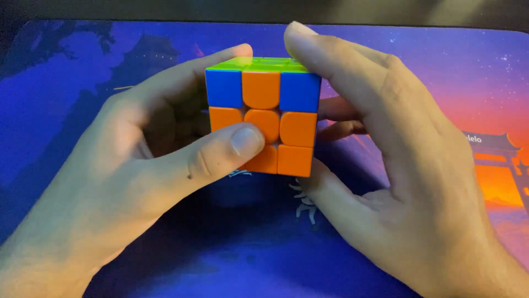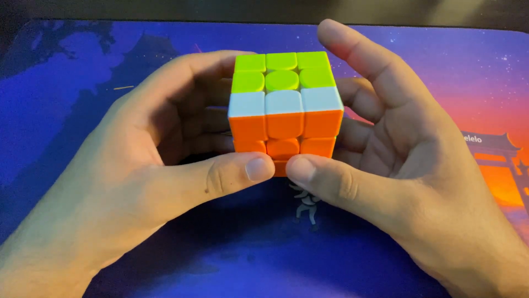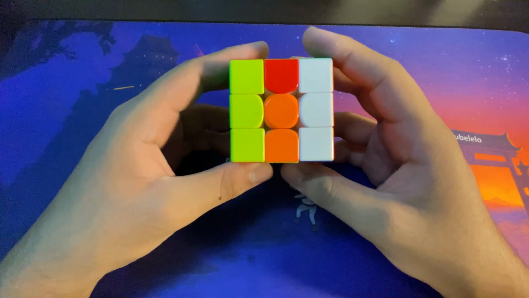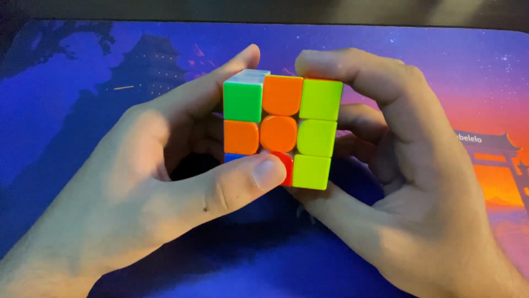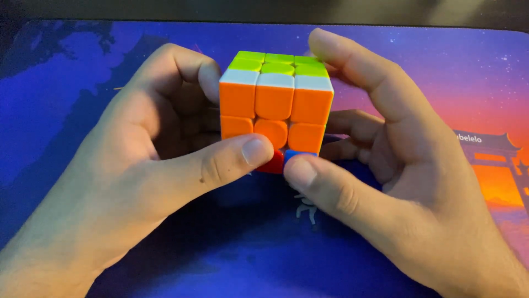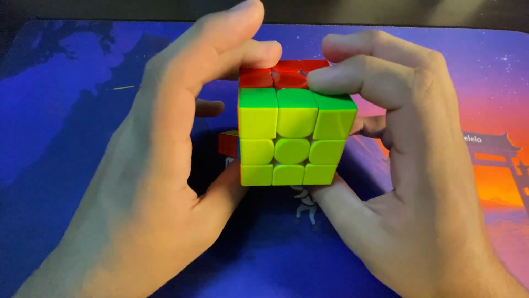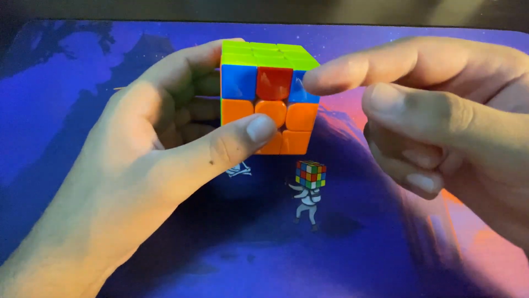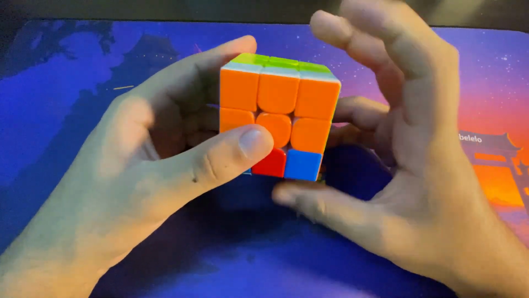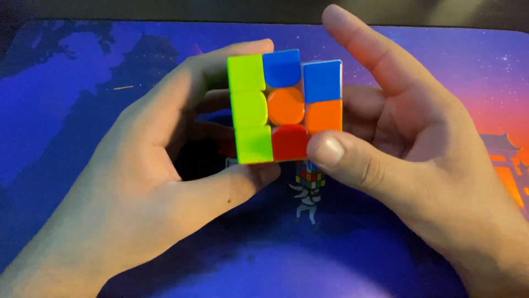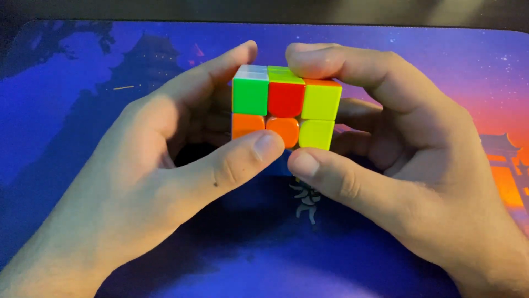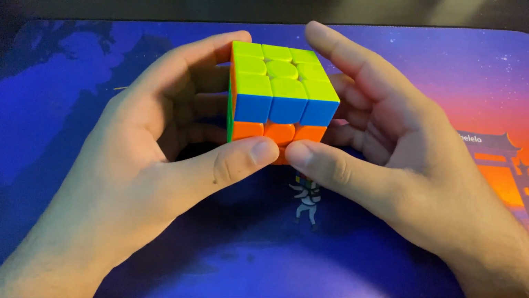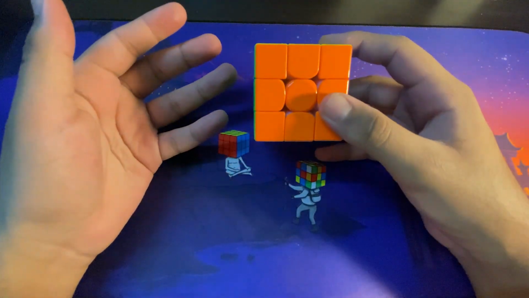So that algorithm is F2 U prime L R prime F2 L prime R U prime and F2 again. And we've just swapped them around to the right once, and we're going to do that one more time so we finish the entire case. F2 U prime L R prime F2 L prime R U prime F2 and a U prime again, and that should get rid of that case.